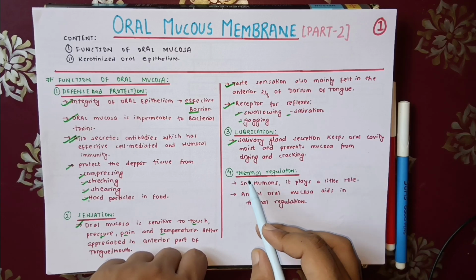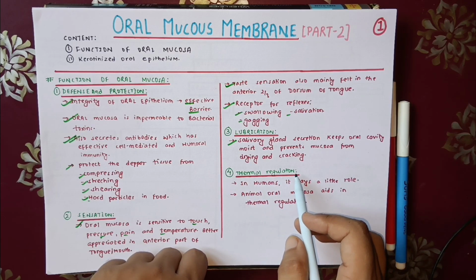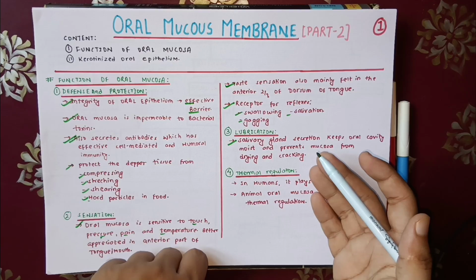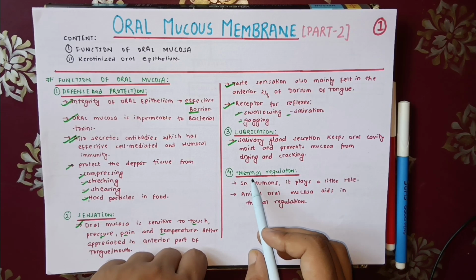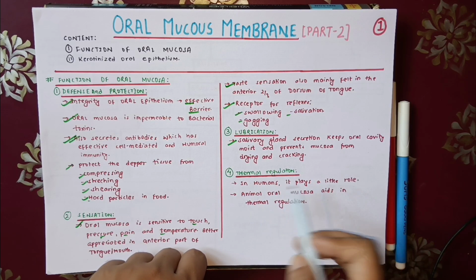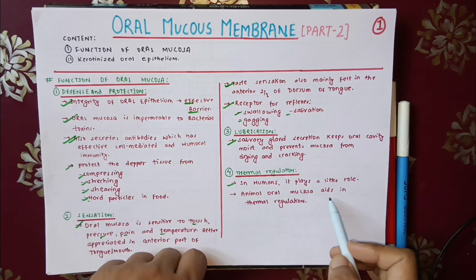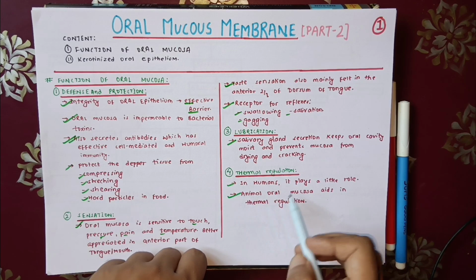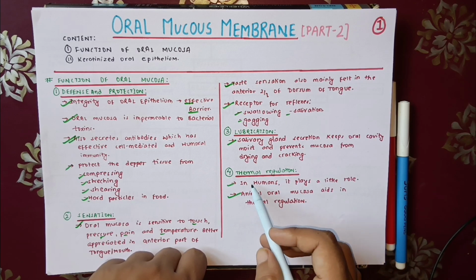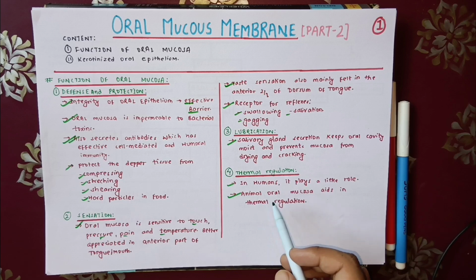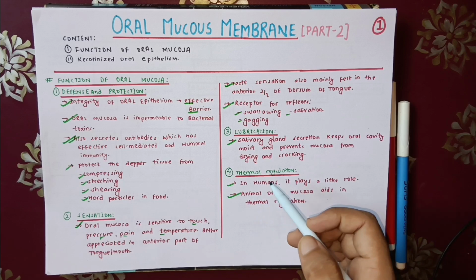After that, the last function is thermal regulation. This is not a very important function of the oral mucosa, but in humans it plays a little role, and in animals the oral mucosa aids in thermal regulation. So in animals, the oral mucosa also has a thermal regulation function.